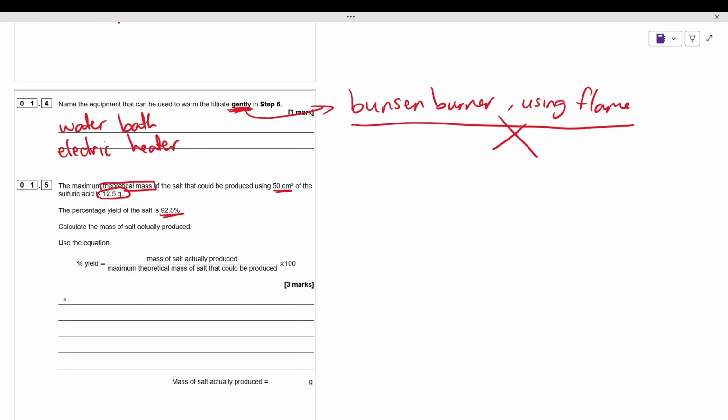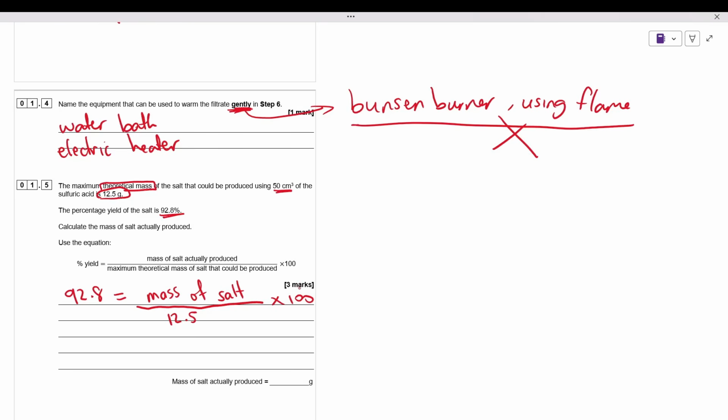So it gave us a percentage yield, which was 92.8, and that's equal to the mass of the actual salt. We do not know that, right? So that's the mass of salt that is produced. We don't know that. We're dividing it by the theoretical, which they gave us as 12.5, and then we're multiplying that by 100. Okay, so that's our setup.